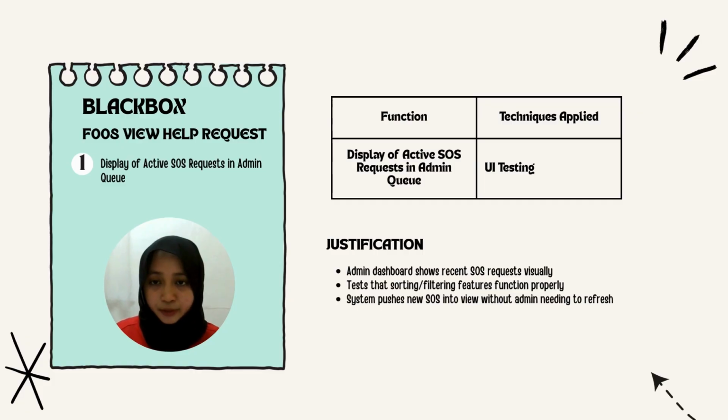We have F008, which is view help request, which displays an active SOS request in the admin queue, which is displaying the notification alert to the admin dashboard. We have used the UI testing technique also. The admin dashboard shows a recent SOS request visually, and we test that the sorting or filtering features are functioning properly, and also that the system pushes new SOS into view without the admin needing to refresh the dashboard.